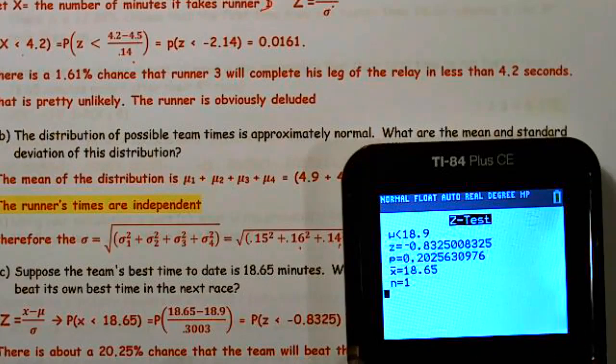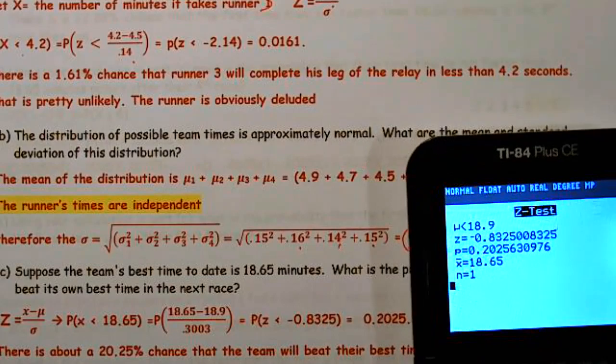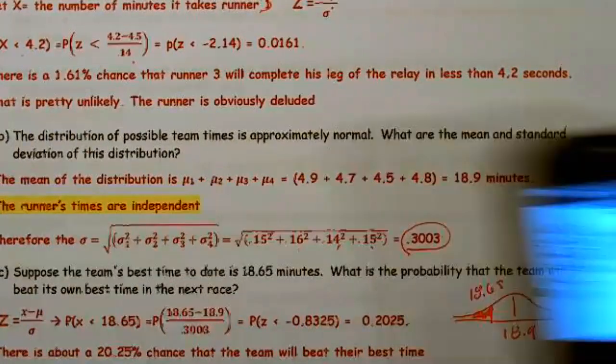So we end up with a standard deviation, or a z-score, I should say, of negative 0.8325. And we find out there's about a 20% chance, a little over 20% chance, that the team runs a race faster than their fastest time. So it's not that unlikely.